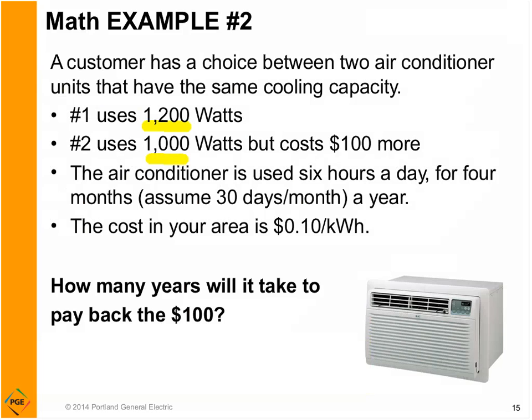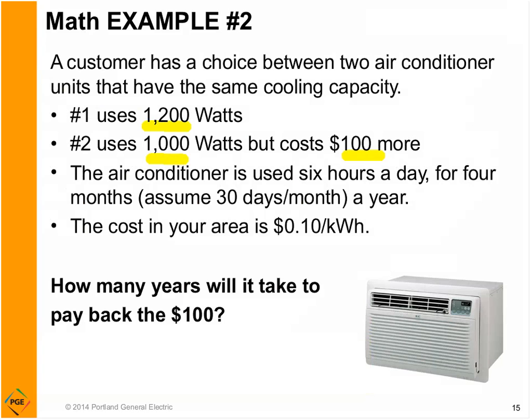The most common rule of thumb in making decisions or assessing equipment choices is the payback period. So in this case, I said the air conditioners are used 6 hours a day for 4 months, again, using 30 days a month, and I've said 6 hours a day, meaning every day. The cost is 10 cents. I like 10 cents simply because it's easy to do the math. How many years will it take to pay back the $100?